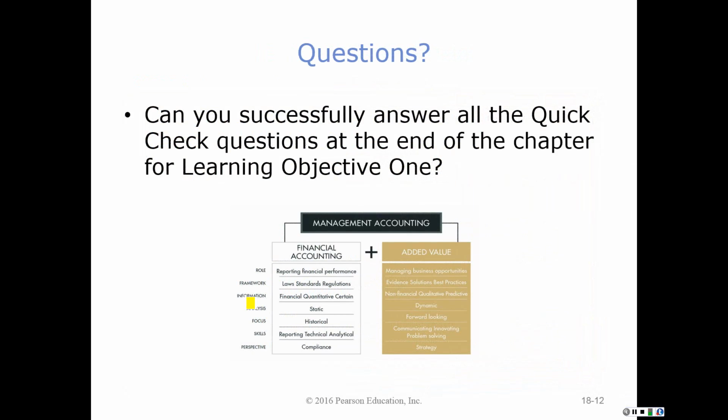All right, so this is the end of Learning Objective 1. I would encourage you to flip to the end of the chapter and see if you can successfully answer all the quick check questions that are there for Learning Objective 1.